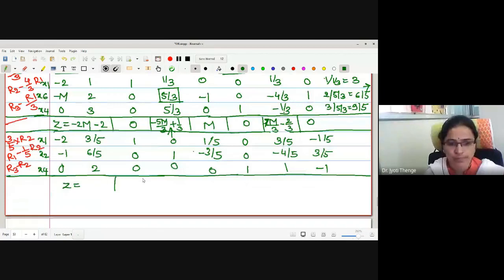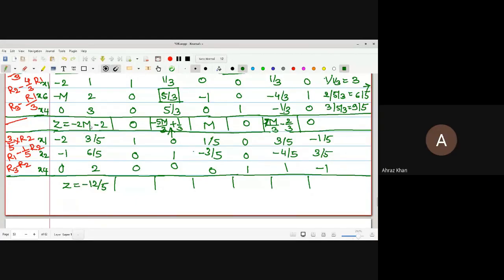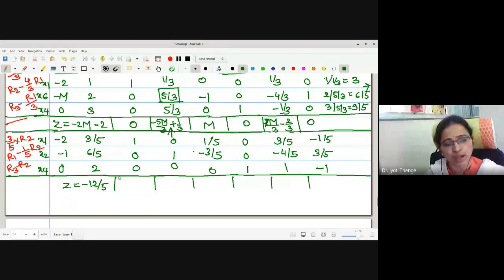Now tell me Z entry. What is Z? Minus 2 into 3 by 5 minus 6 by 5 minus 6 by 5, it is minus 12 by 5. Yes, ma'am, the value improved. If M is going to be a very big value, suppose 1 lakh, then this is minus 2 lakhs something. Here it is minus 12 by 5. If the value improves, no doubt.